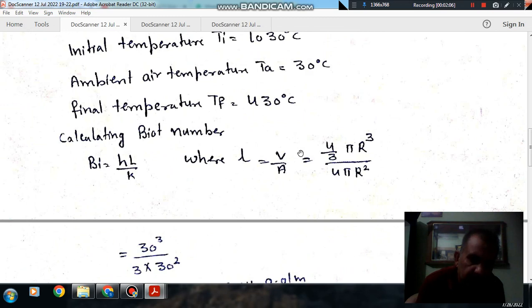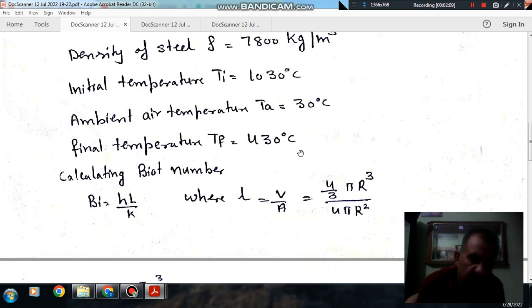And the ambient air temperature, or we can say the convective medium temperature, is 30 degrees Celsius. And the final temperature of the ball is 430 degrees Celsius. Okay, initial temperature is 1030 and final temperature is 430, and environment temperature is 30 degrees Celsius.